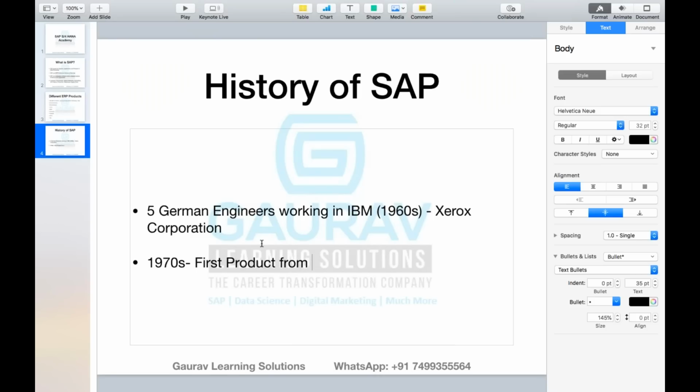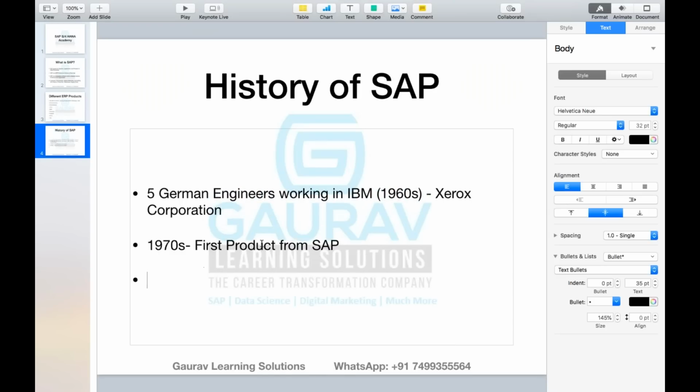It was in small bits and pieces. It was not a complete ERP product. The first product from SAP was strong in finance. Only financials and the basics of HR were developed in the 1970s. Officially, in 1972, if you go through the books of SAP or through Google, SAP was founded as a company in 1972. So 1972 was the year when this company was founded, and they officially started selling SAP products in the market.